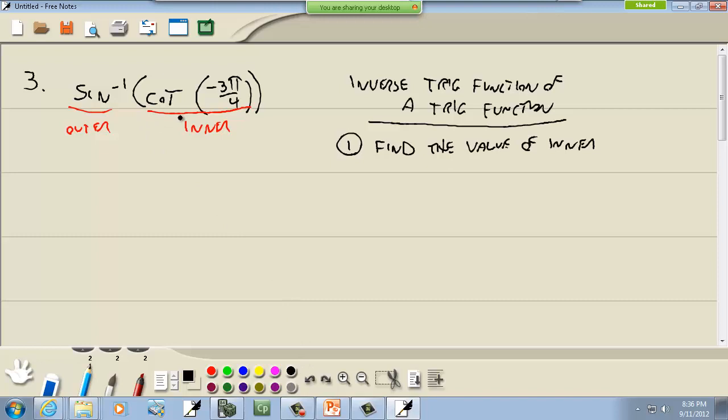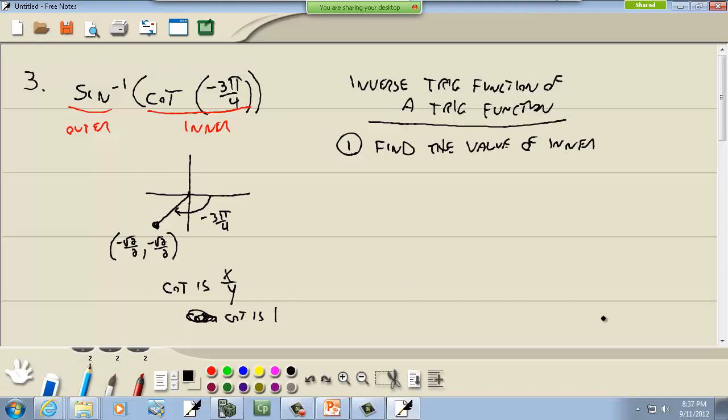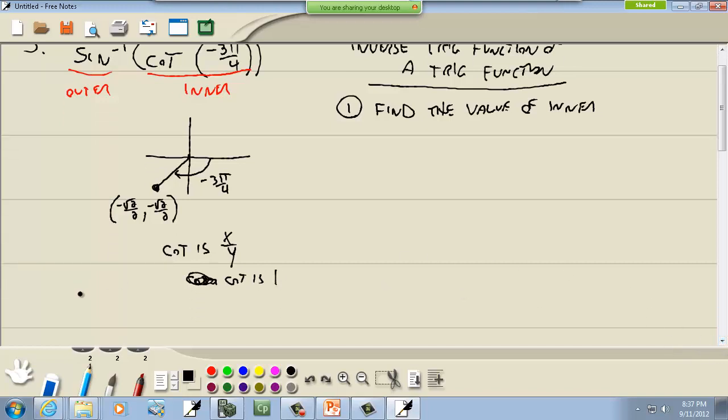Well, if I look at the inside, I got cotangent of negative 3 pi over 4. Negative 3 pi over 4 would look like that right there. This point here is negative square root of 2 over 2 and negative square root of 2 over 2. Now cotangent is x over y. So if I put the x over the y, these are the same. So cotangent is 1. Well, I just found the inner value.